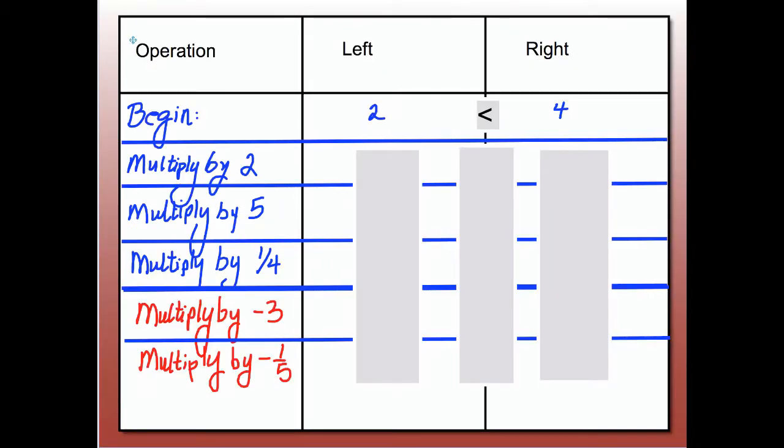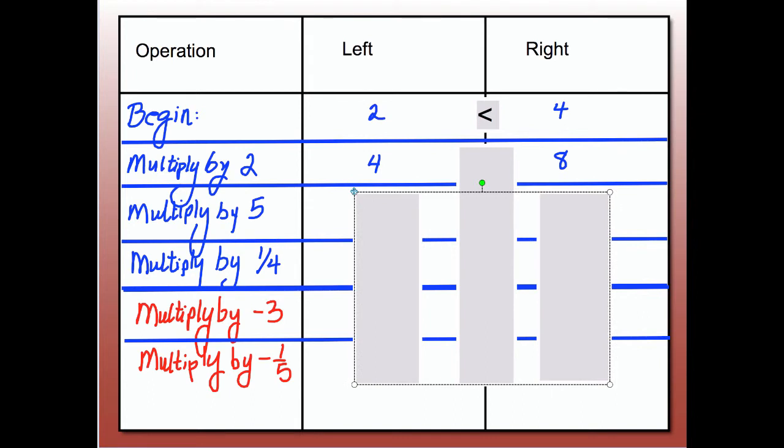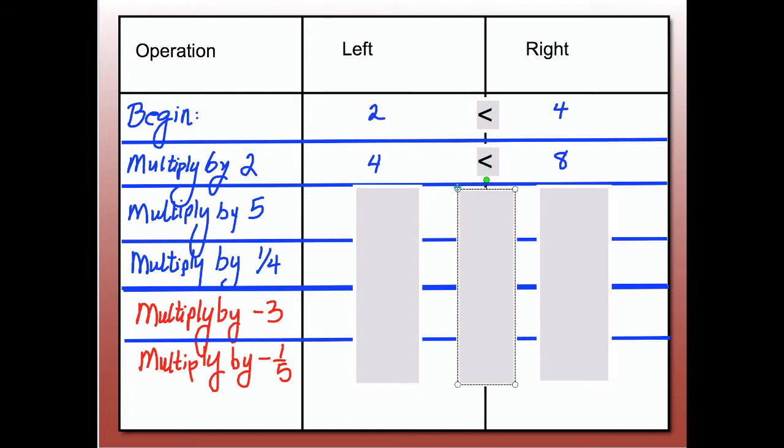Now, in order to do that, we're going to start with two numbers, and we're going to find out what happens when we multiply them by something positive and when we multiply them by something negative. So let's start with the inequality here, 2 is less than 4. And the first thing that we're going to do is multiply each of those numbers by 2. 2 times 2 is 4, and 4 times 2 is 8. So the inequality now is 4 is less than 8.